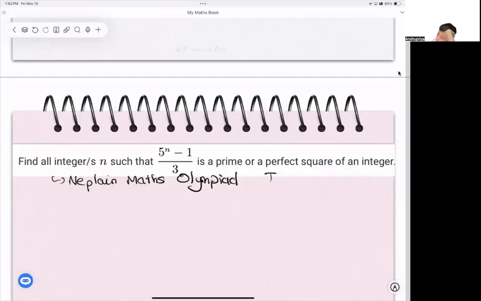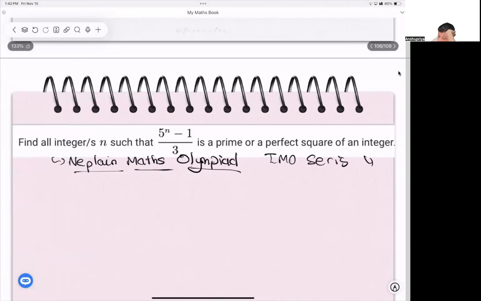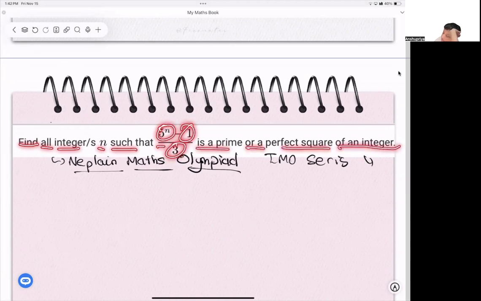Today we are going to be doing INMO Series 4, a question of Nepali and Maths Olympiad. This is the question. Find all integers n such that (5^n - 1)/3 is a prime or perfect square of an integer.